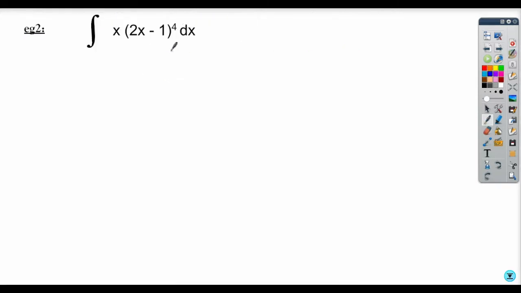Okay, for example 2, I'm going to use the same method. It's got one more step to it, so it's a little bit more complicated, but I'm going to start off exactly the same way. I'm going to make my 2x minus 1 my u. So I'm going to write down u equals 2x minus 1. I'm now going to differentiate this with respect to x to find du dx, which is 2.